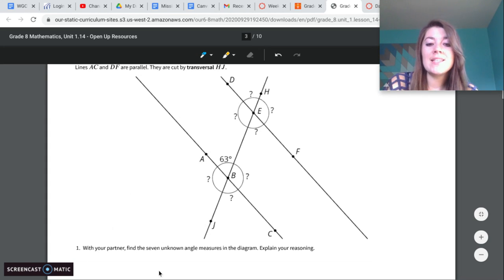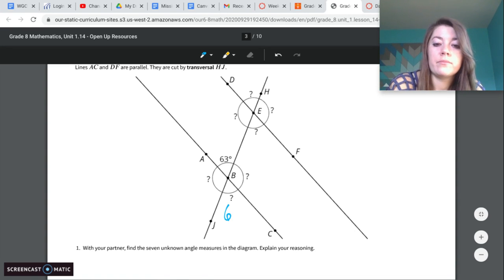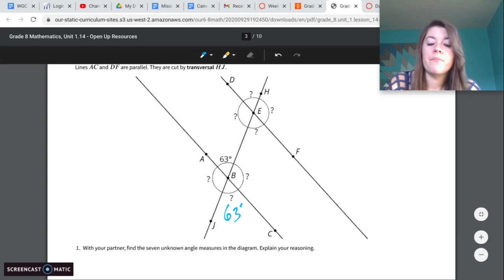So what we're going to do is we want to find the 7 unknown angle measures in the diagram and explain. So using vertical angles, we have 63 over here. So that means this angle over here is also 63 degrees.